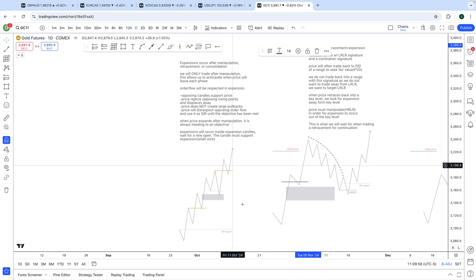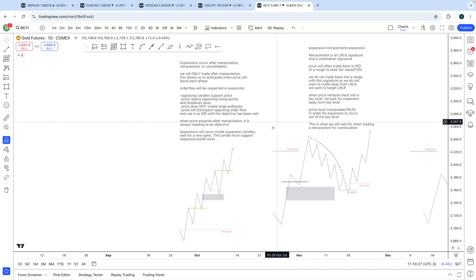We don't make deep retracements. I'm going to cover that in a minute. Opposing candles support price, right? This is order flow. Price rejects the opposing swing points. So with opposing swing points, in a bullish order flow, we reject lows and displace through highs. Price does not create large pullbacks, right? We don't want to see price pulling back to premium discount, to be honest, especially a deep discount. That's a red flag for expansion. It's kind of like an invalidation.